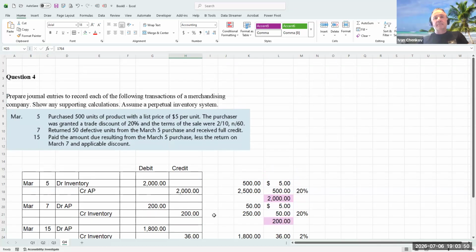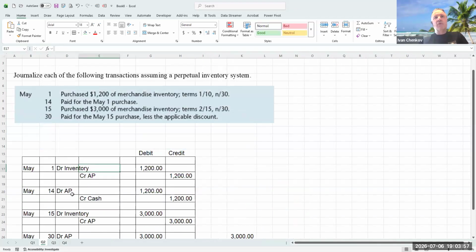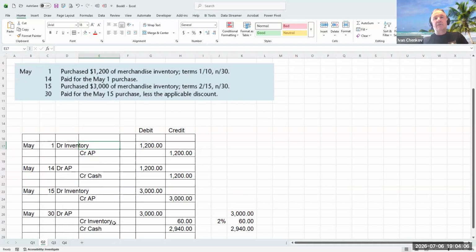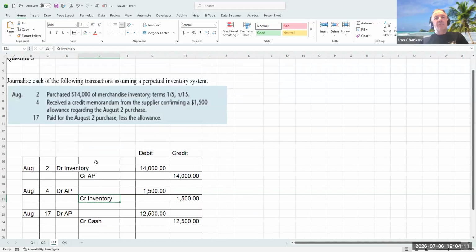As you can see, there's nothing scary in the purchases for the perpetual system. Now, if we have to do the same entries for the periodic system, what will be the difference? Every time we have a discount, we have to go to the purchase discount account instead of inventory. Every time we have a return, instead of going to inventory, we have to credit purchase return allowances. That will be the only difference.